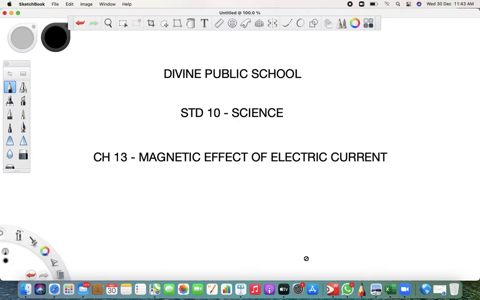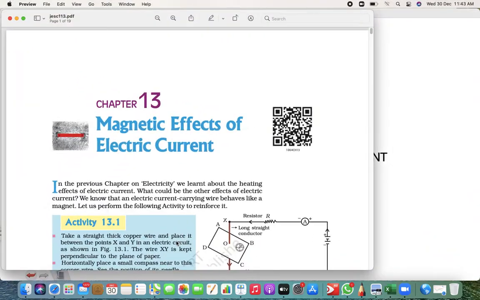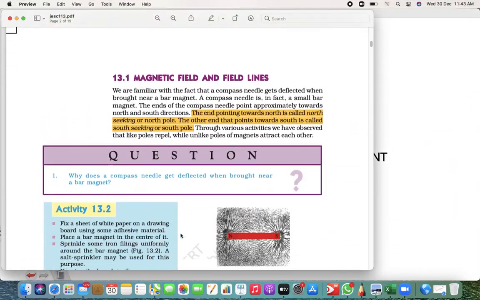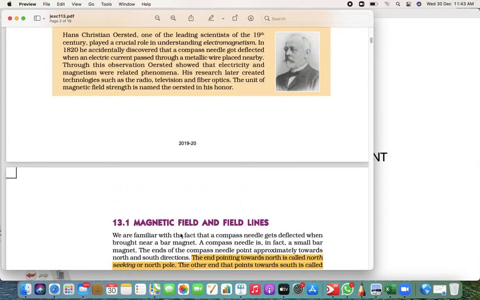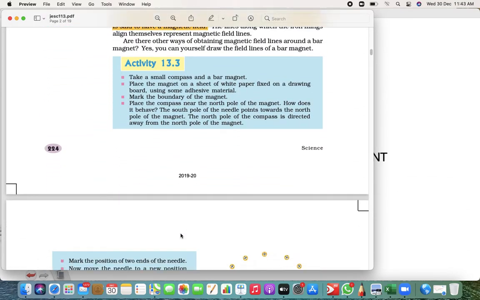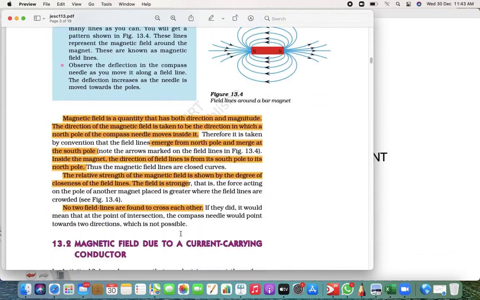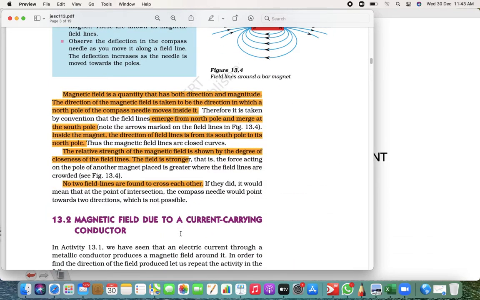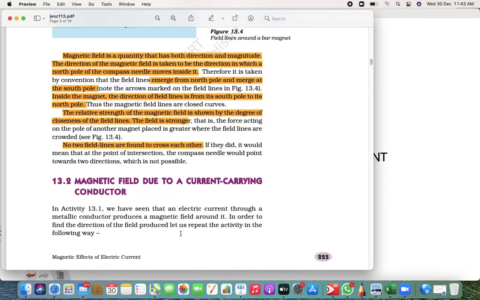Science teacher. We are learning chapter 13, magnetic effect of electric current. Now, as I told you, I showed you magnetic field and field lines. What we discussed earlier was what a magnetic field line is and what the properties of a magnetic field line are.